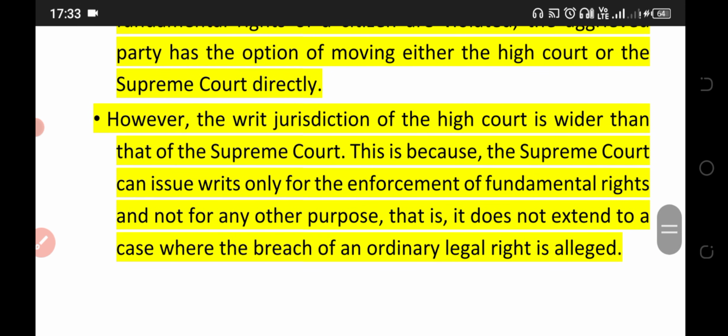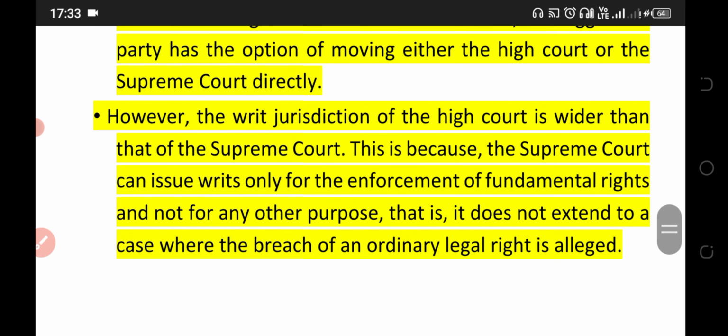However, the writ jurisdiction of the High Court is wider than that of the Supreme Court. This is because the Supreme Court can issue writs only for the enforcement of fundamental rights and not for any other purpose. That is, it does not extend to a case where a breach of an ordinary legal right is alleged.